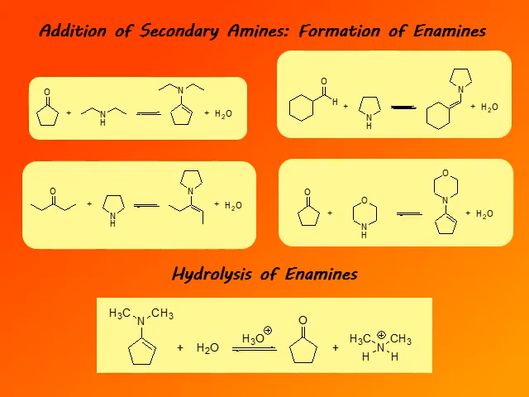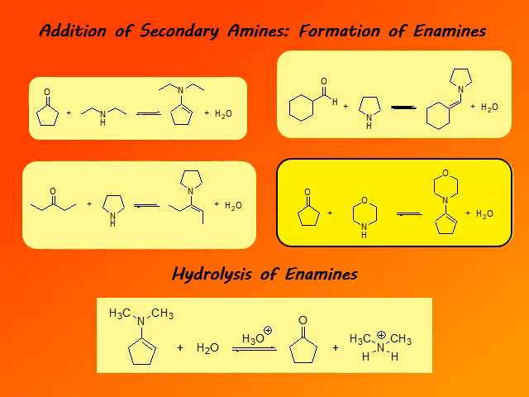Reaction of secondary amines with carbonyl compounds results in formation of enamines. And here are several examples. For example, reaction of cyclopentanone with diethylamine results in formation of the corresponding enamine. And some more examples. Frequently cyclic compounds are involved. So either the carbonyl compound could be cyclic, or the secondary amine could be cyclic, or both of them could be cyclic.